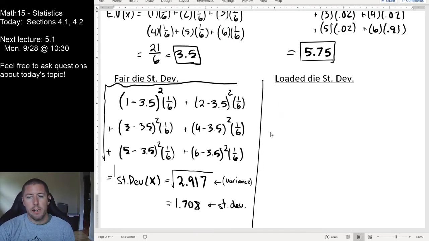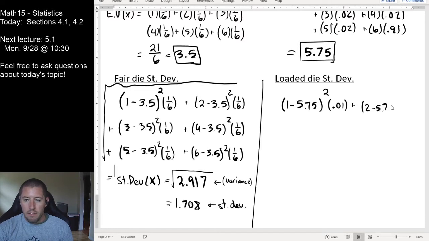So very similarly over here for the loaded die, I'm expecting to get something smaller than these for the variance and for the standard deviation here. So again, my outcome of 1 is pretty far from 5.75, right? So that's going to make a pretty big contribution overall to the variance or standard deviation, except for the fact that it doesn't occur very often, right? So in a sense, this is a big deviation, but it only represents a very small portion of the deviations that we're going to see. Only 1% of them are going to deviate with this sort of contribution to that term there.